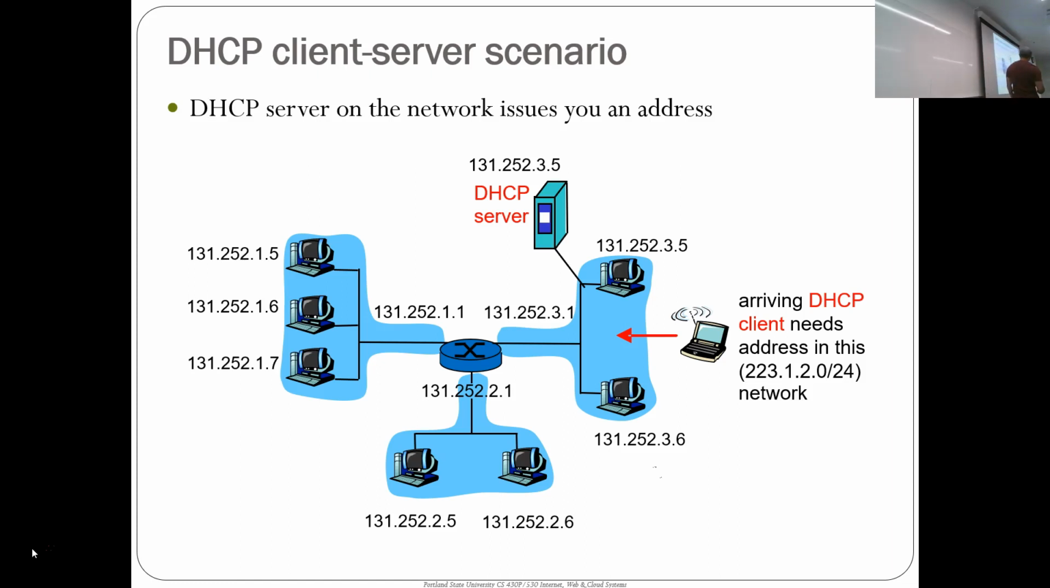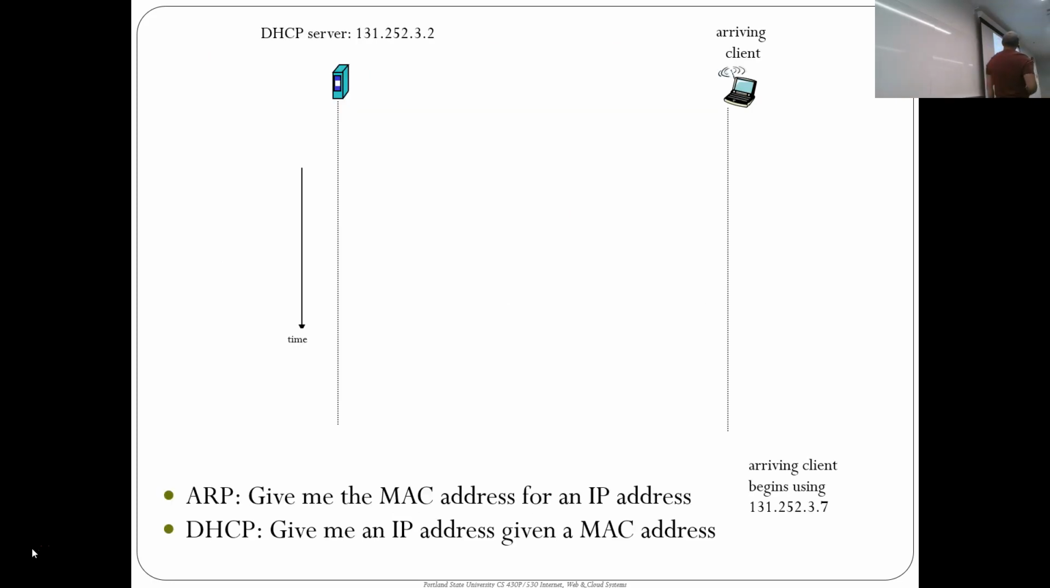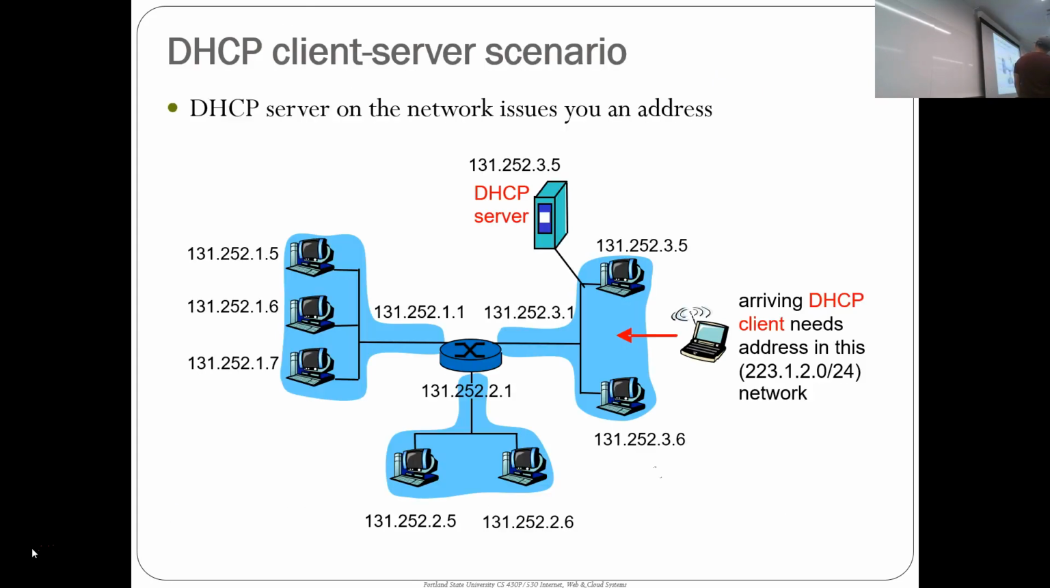And of course, whoops, that's misnumbered. It needs an address on this 131.252.3.0/24 network. So that's a typo that I'm going to fix. Didn't quite get all of those things. And so what will it do? You can see that some of these machines on here already have IP addresses. The DHCP server's got an IP address, but this arriving client doesn't. So this is what happens. And of course, that should be a 2, not a 5. All right, there's a lot of things wrong with this slide. That should be a 2. That's the 5, that's the 6.